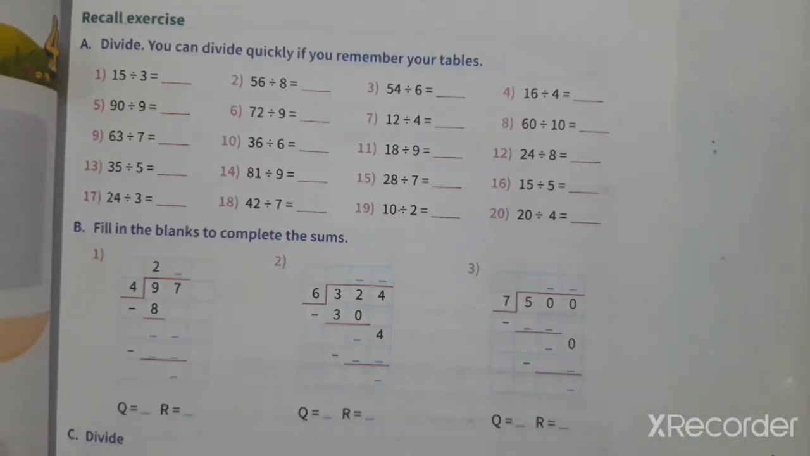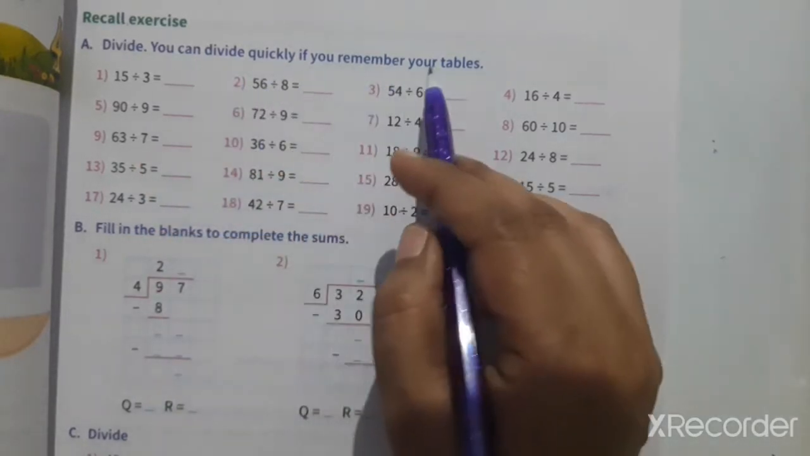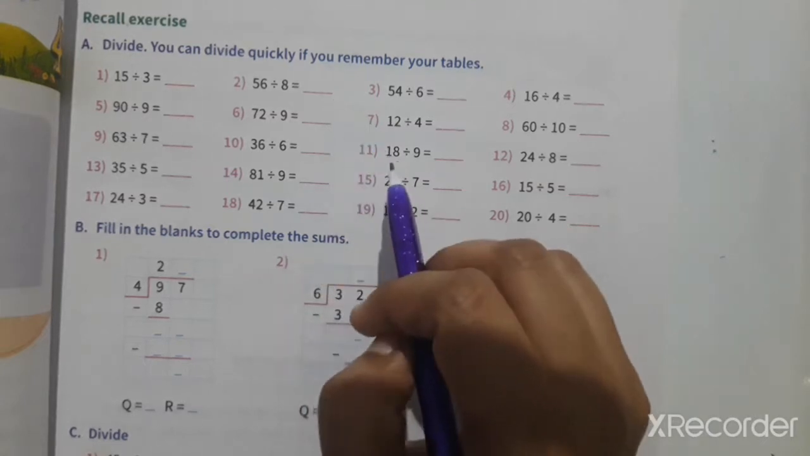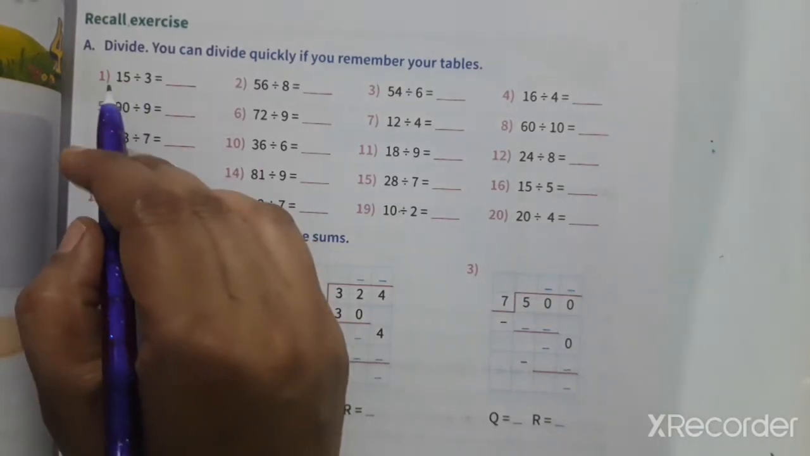Now recall Exercise A. Divide. You can divide quickly if you remember your tables. You should know tables from 1 to 15. For a slow learner, at least 1 to 10 you should know properly, children. So you should know tables 1 to 20.